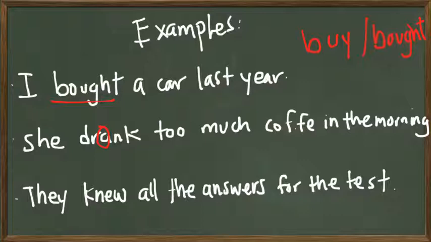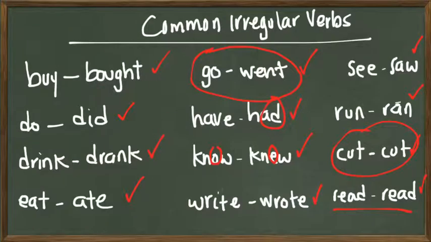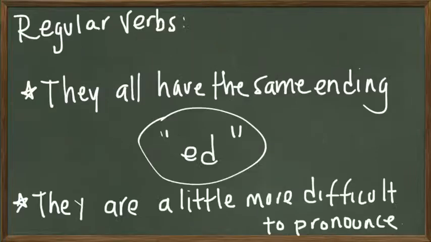Number 3, they knew all the answers for the test. And then we have another verb in past, knew. Just remember that for this verb, the K is not pronounced. Let's recap a little bit on this.